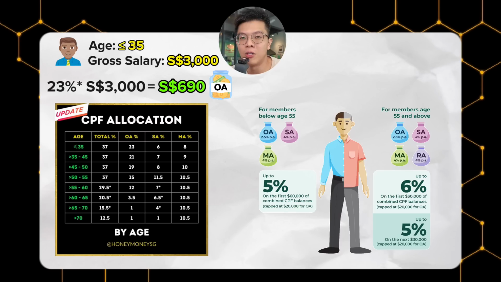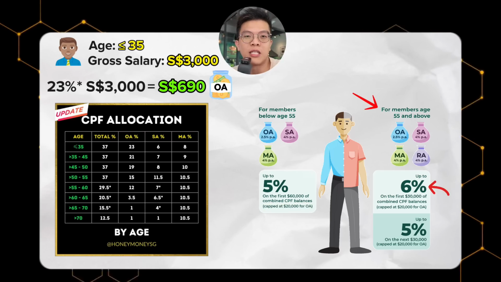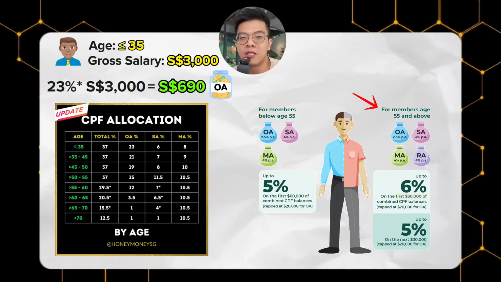The ordinary account also gives you 2.5% annual interest, and that has not changed for many years. If you are below the age of 55, there will be 1% additional interest on your first $16,000 of CPF combined balances, but that will be kept to your first $20,000 in the ordinary account. Then if you are 55 years old and above, there will be additional 2% interest on your first $30,000 CPF combined balances and additional 1% per annum on your next $30,000.